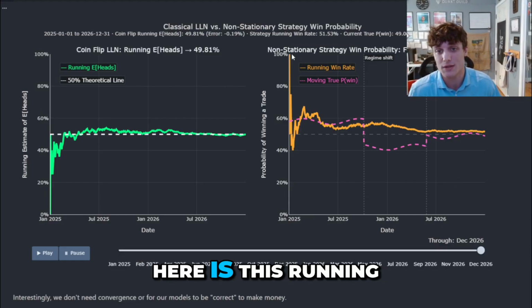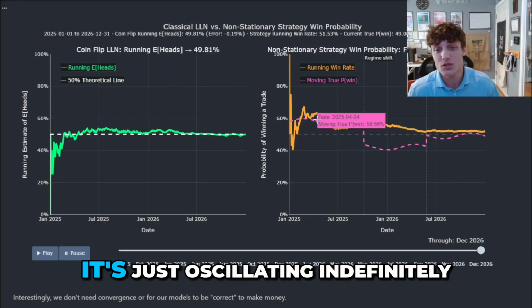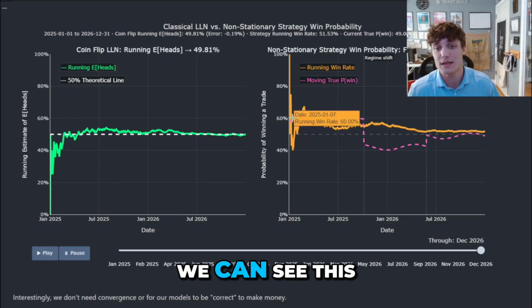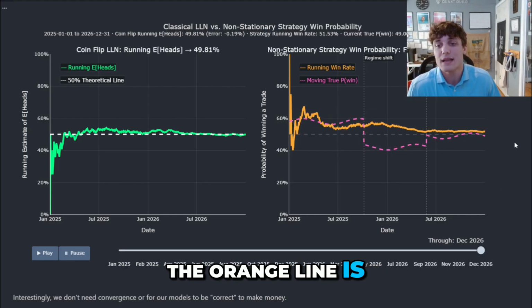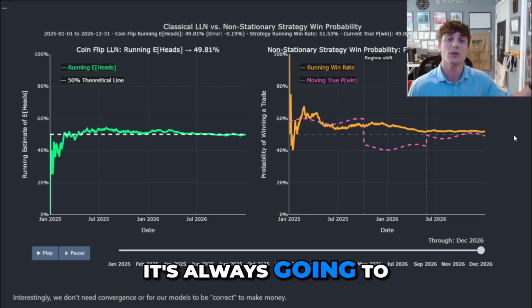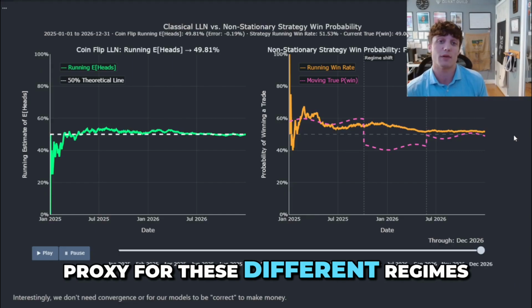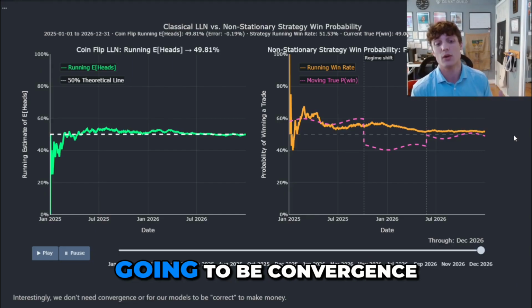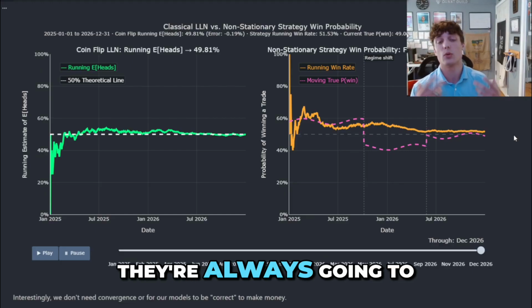So what you're seeing here is this running win rate, this probability. It's just oscillating indefinitely. We can see this pink line is the true probability. The orange line is never going to converge to it. It's always going to change over time. We can try to proxy for these different regimes, but there's still not going to be convergence. Our models are going to break. They're always going to be wrong.